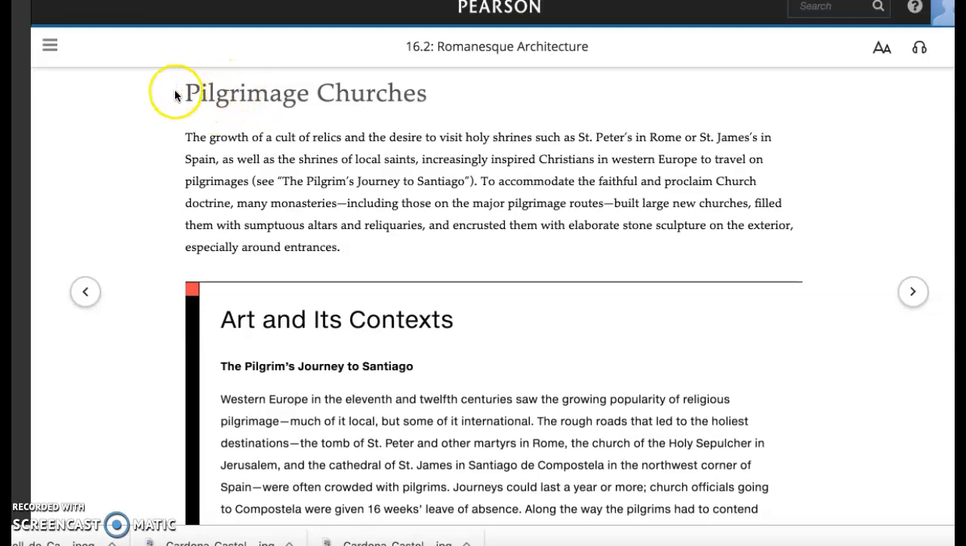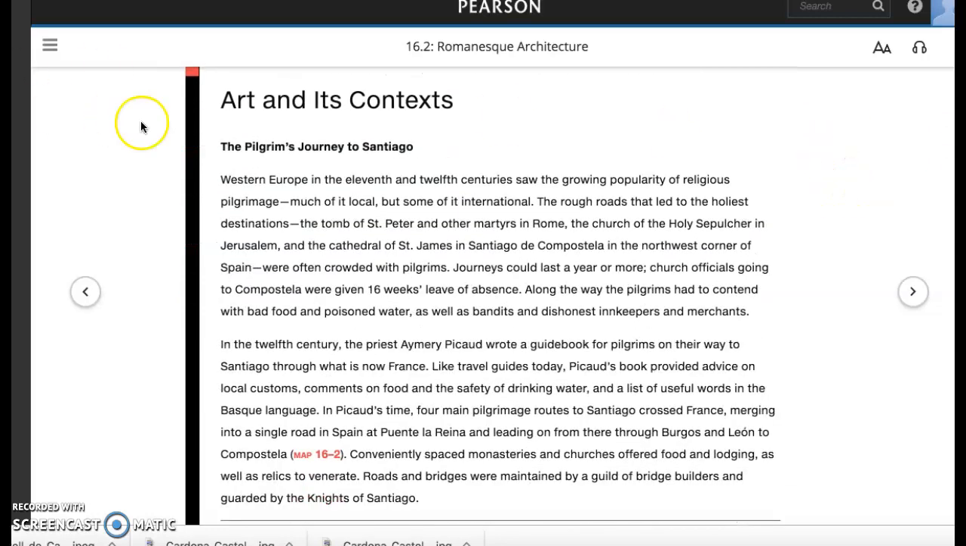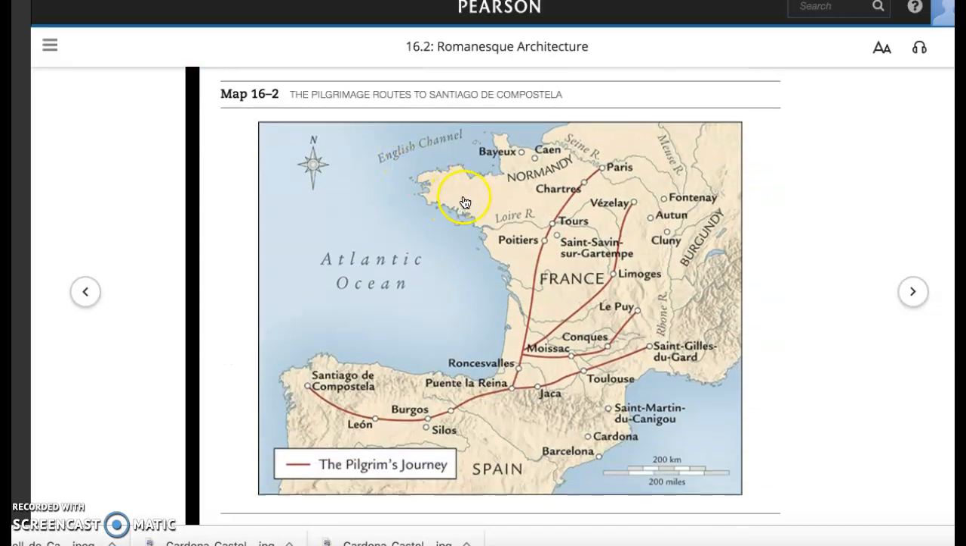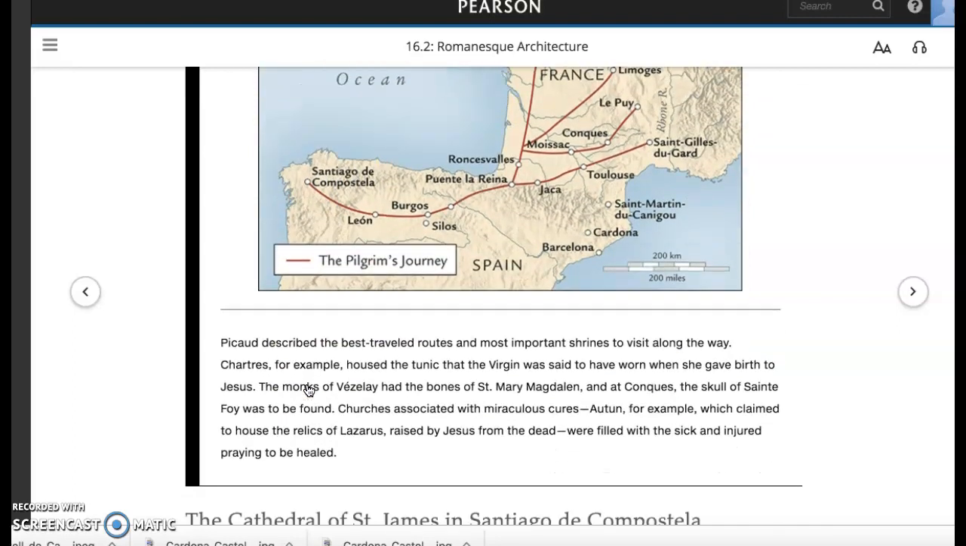So here is where your textbook introduces pilgrimage churches. They give you a little box here that takes a sidestep to look at the pilgrim's journey to St. James at Santiago de Compostela. But let's go down. Here's the roots of that journey, taking the traveling pilgrims out to northwest Spain near the coast. There we are. Let's look at the architecture.